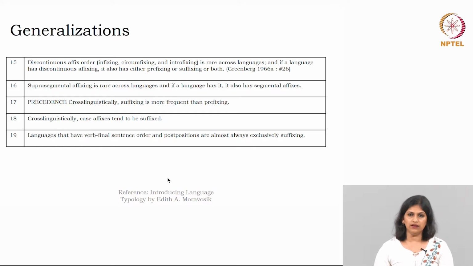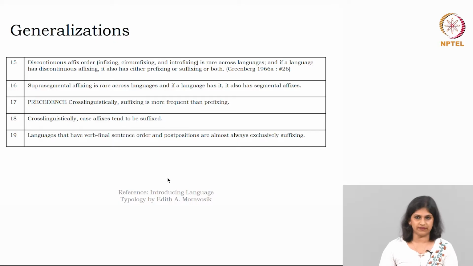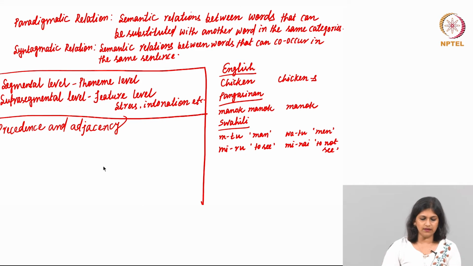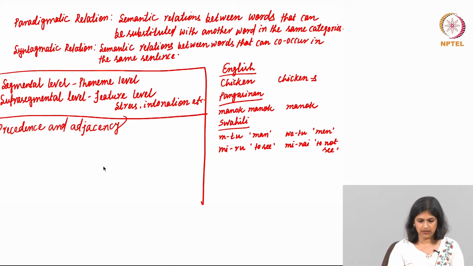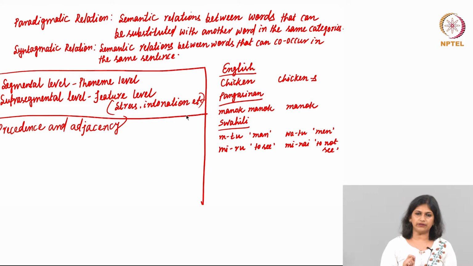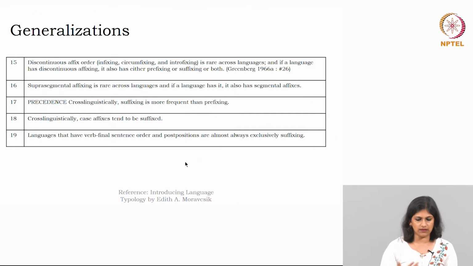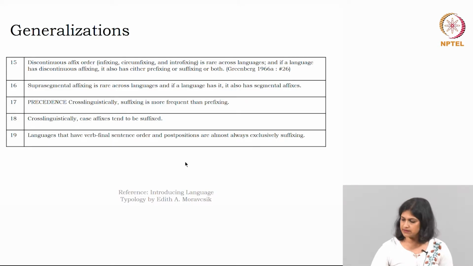Now, let us move to the even more minute features of affixes, the segmental and suprasegmental features. The segmental level means the phonemic level, the phoneme level. Suprasegmental level means you are talking about feature level phonetic descriptions, the stress, intonation and so on, nasalization. So, these are suprasegmental features, but when you are talking about individual phonemes, that will be the segmental feature.